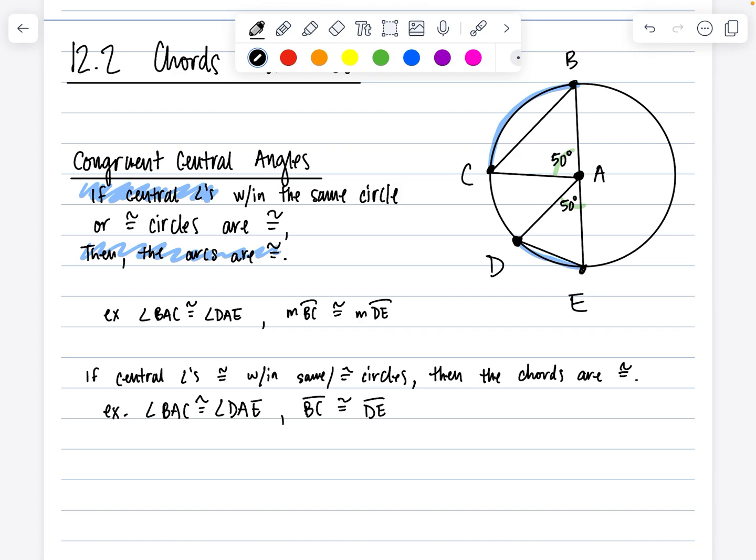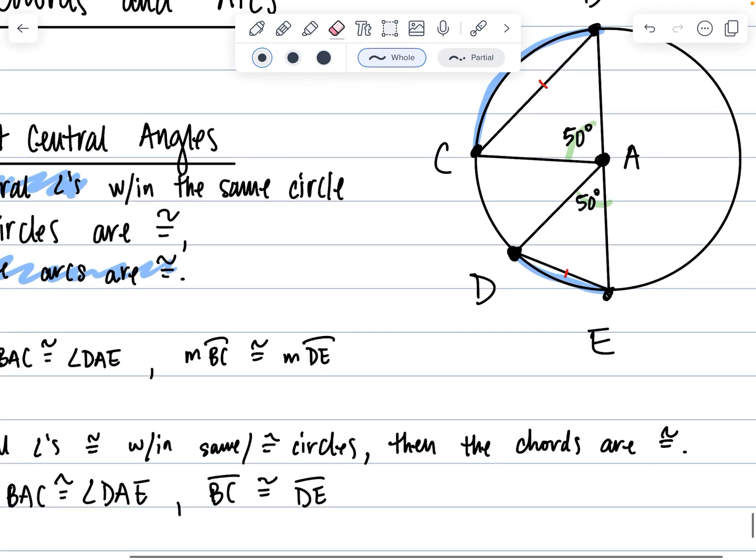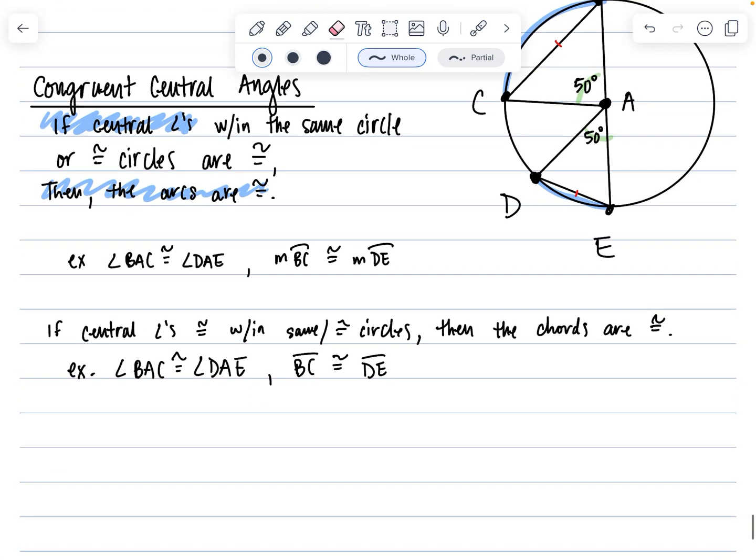Okay, so if I said, for instance, this was 5 inches, then DE would also be 5 inches. These would be congruent by definition, okay? Now, we obviously don't have to say that. I'm just going to add markers there just to show congruency. All right. Now, if we have congruent chords.